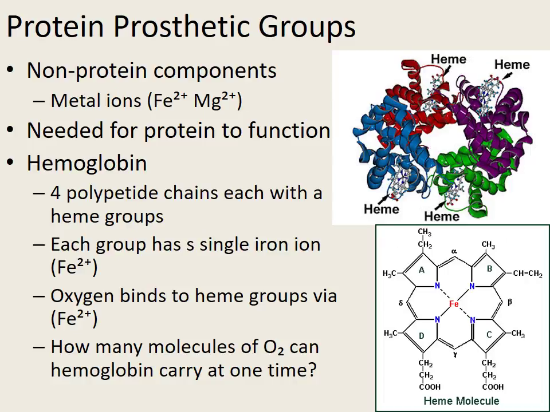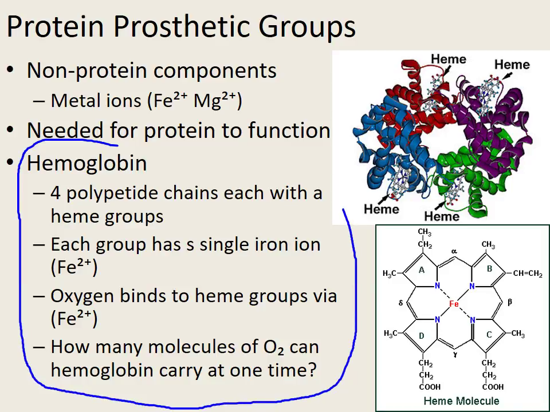Essentially, what I want to talk about is protein prosthetic groups. In order for a protein to function, it needs a non-protein component, and we'll talk more about this when we discuss enzymes. But the example I give you is hemoglobin. This is a huge question on the test, and I want you to know this for the test. Hemoglobin is quaternary in structure. Notice it's quaternary because it's made up of 4 different polypeptide chains.